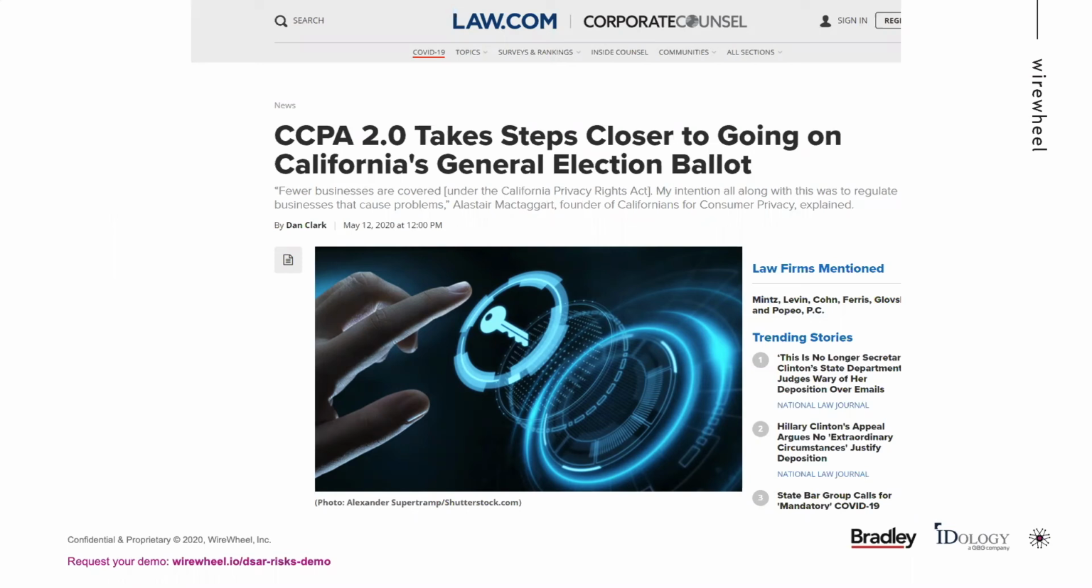So in talking about all of the different states that may be rolling out privacy legislation, we also have to turn back to California. California has what's considered to be CCPA 2.0, called the California Privacy Rights Act. This is another ballot initiative that will go on the ballot. It appears on November 3rd of this year.